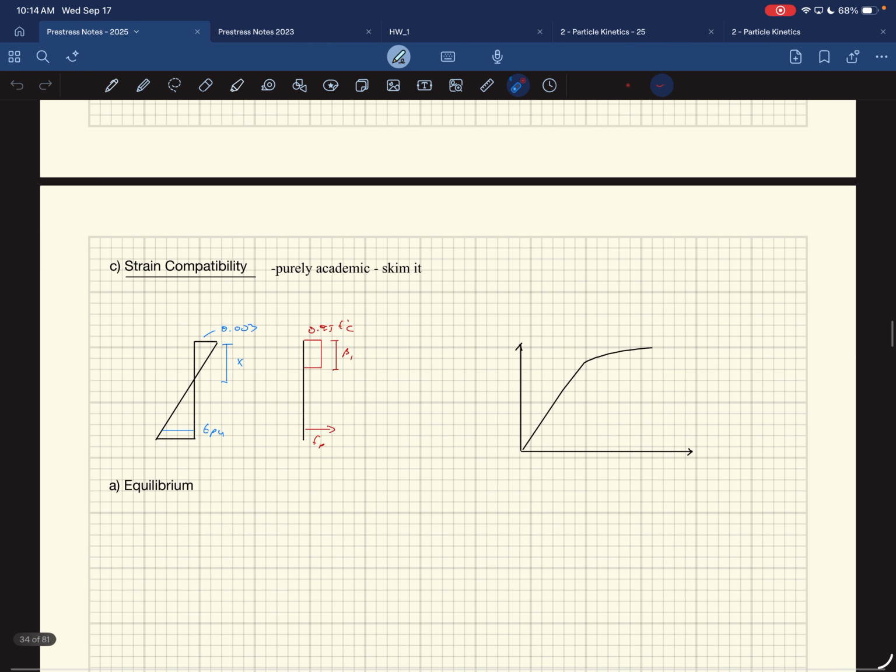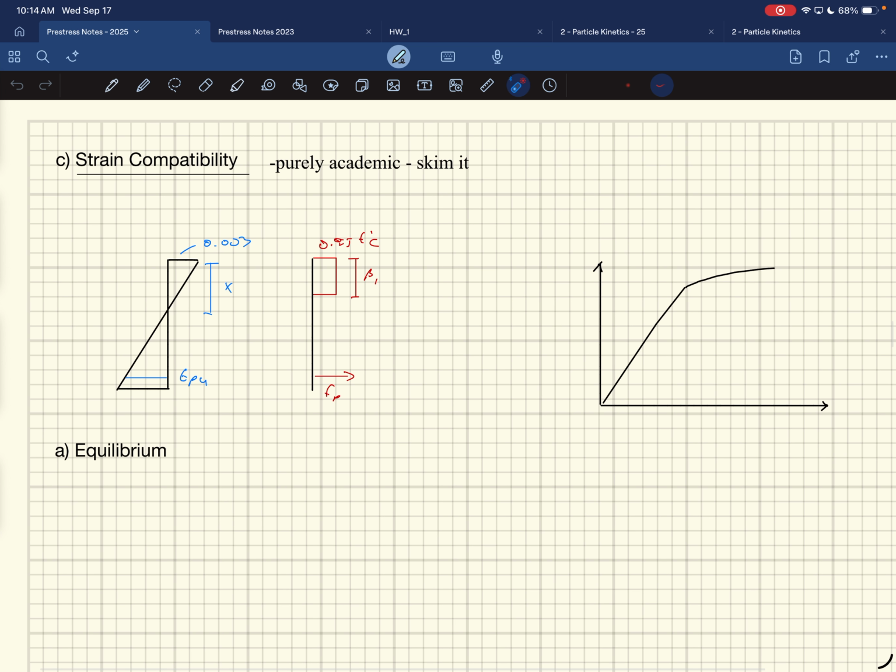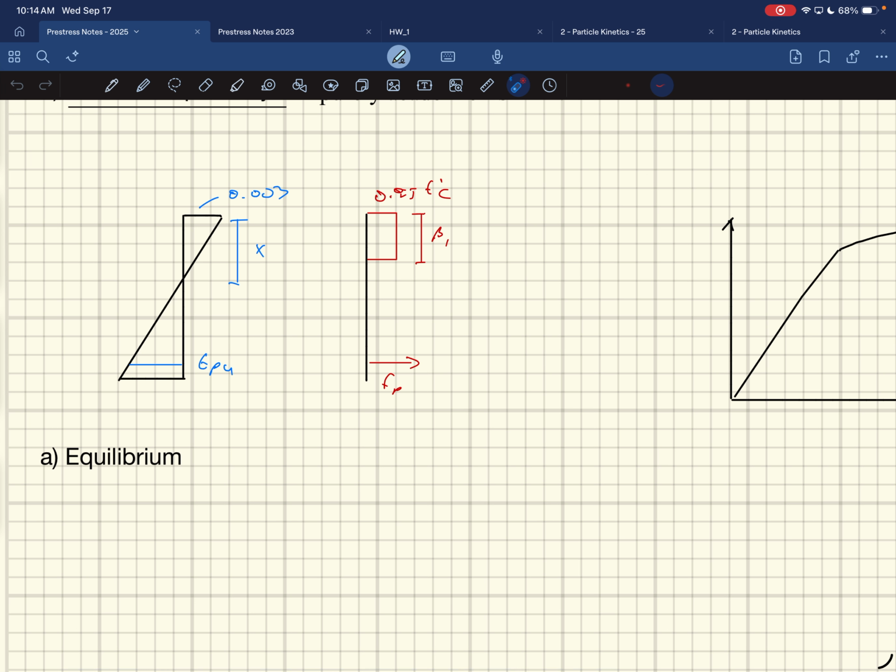The other way to do it is strain compatibility, right? As an academic, I would do it this way, because this is the way I would want to do it, because I have extra time and I can work on stuff like that. But then you as real engineers, you're not going to do that. Or you might, and then you'll get fired because you took extra time to do something that should have been really quick.